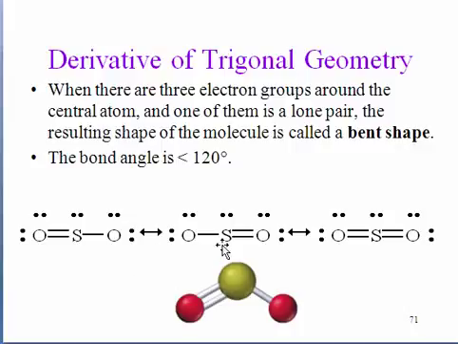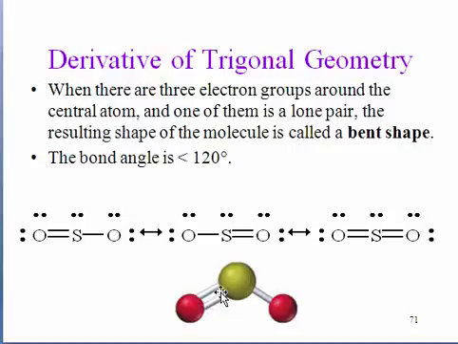And if we look at our central atom in any of these 3 resonance structures, we see that our central atom has 3 electron groups: a double bond, a lone pair, and a single bond. Single bond, lone pair, double bond, or 2 double bonds and a single bond. At any rate, each resonance structure has 3 electron groups around the sulfur. How do 3 electron groups want to arrange themselves? They want to arrange themselves 120 degrees apart.